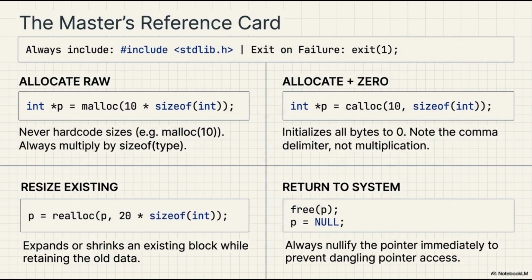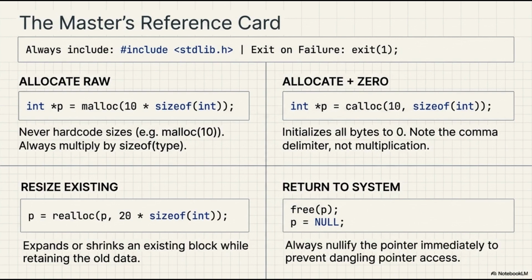To keep you sharp, safe, and efficient, here is your master's reference card. This perfectly summarizes everything we've covered today, from the proper multiplication syntax of raw allocation to the comma delimiter of calloc, all the way to safely nullifying your pointers right after freeing them. Keep this matrix in mind whenever you leave the stack.